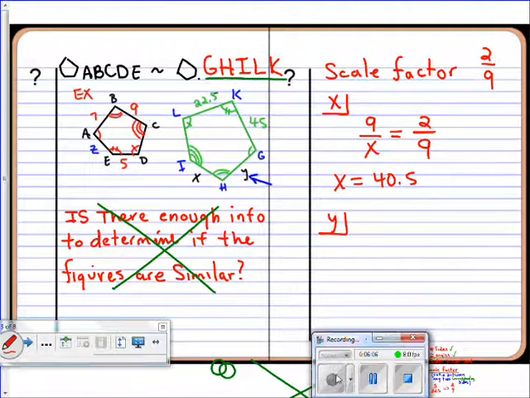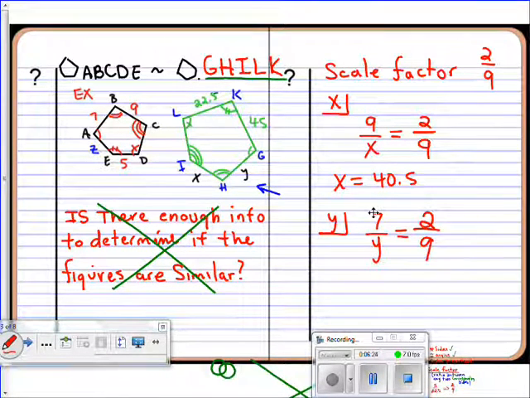Let's do another. So y is HG, so I'll go up here to HG, these first two letters. That side corresponds with AB. Okay, so let's go AB. So 7 is to Y, and then that ratio between those two sides should equal the scale factor, right? Which was derived by the other two sides.